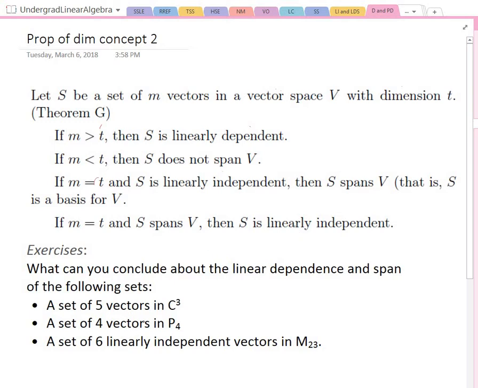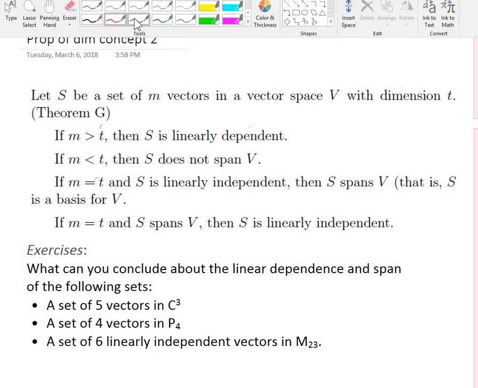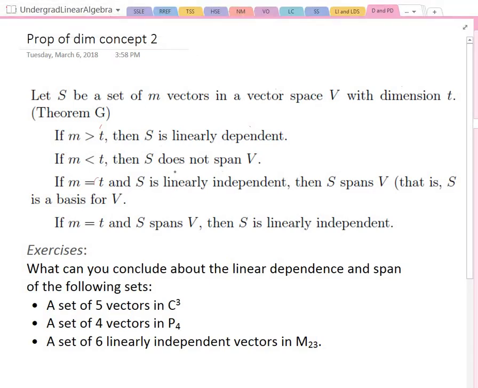Okay, so here's an exercise. What can you conclude about the linear dependence and span of the following sets? A set of 5 vectors in C3, a set of 4 vectors in P4, a set of 6 linearly independent vectors in M23. So I'll pause the video, see what you come up with, see if you can get some answers here, and I'll tell you what the answers are.